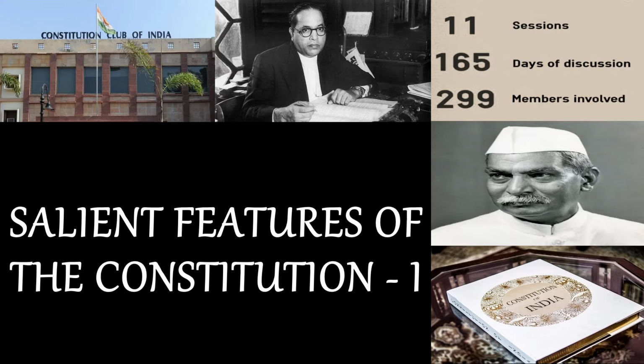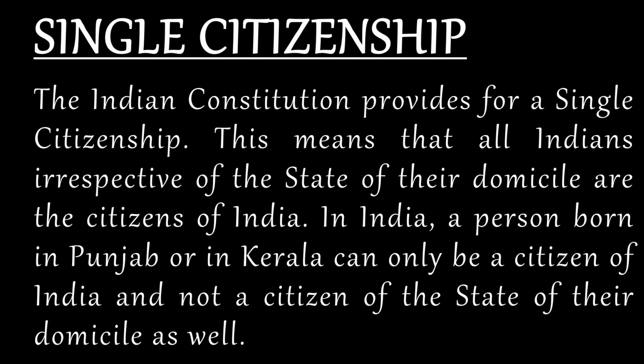Salient features of the Constitution. 1. Single citizenship. The Indian Constitution provides for a single citizenship. This means that all Indians, irrespective of the state of their domicile, are the citizens of India. In India, a person born in Punjab or in Kerala can only be a citizen of India and not a citizen of the state of their domicile as well.